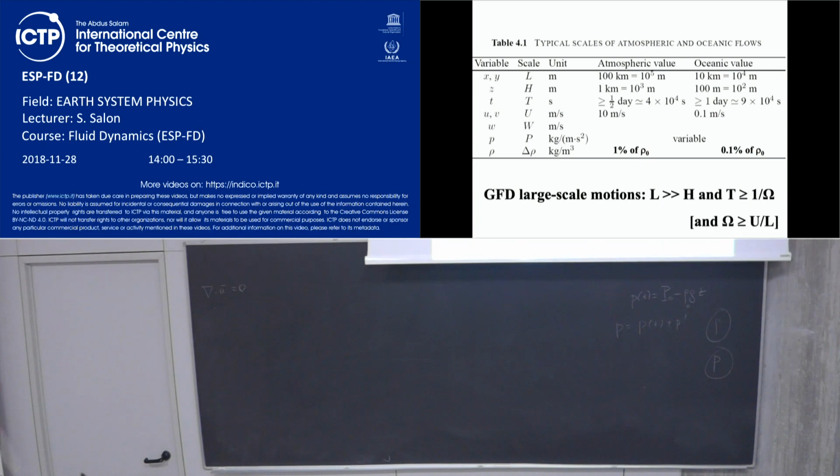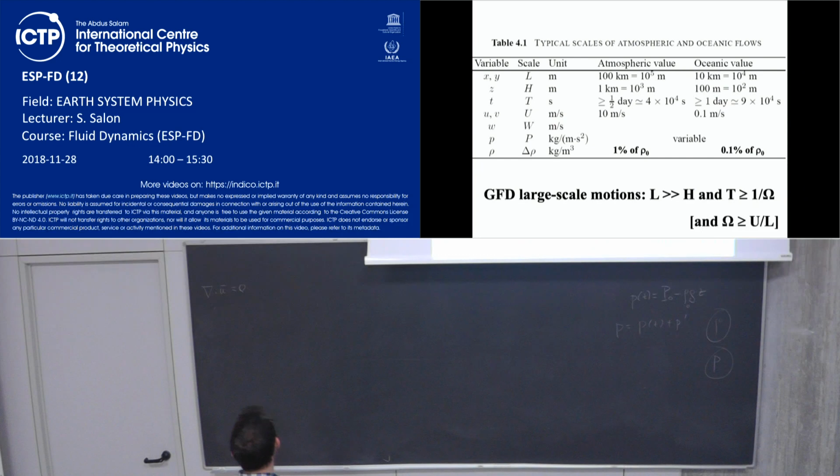So, using this expression here and recalling what we looked at last days, that the typical time scales are larger than the scale of rotation, or also that the frequency of rotation is larger than the frequency of the motions, and also that the horizontal dimensions are much larger than the vertical dimension.